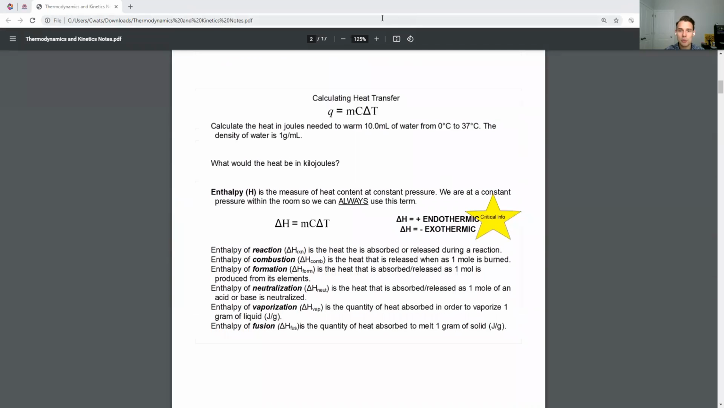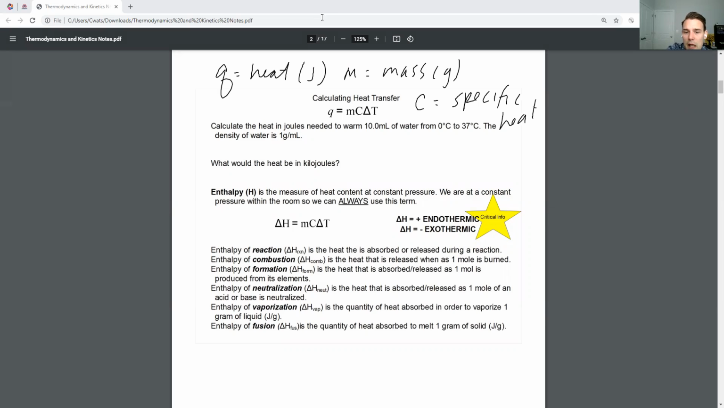So let's calculate heat transfer. Calculating heat transfer uses the equation q equals m c delta T, where q is heat in joules, m is mass in grams, c is the specific heat from before, and delta T is change in temperature. And we can use degrees Celsius here. So we're not going to Kelvin. Remember, Kelvin is for gas laws only. So let's use it here.